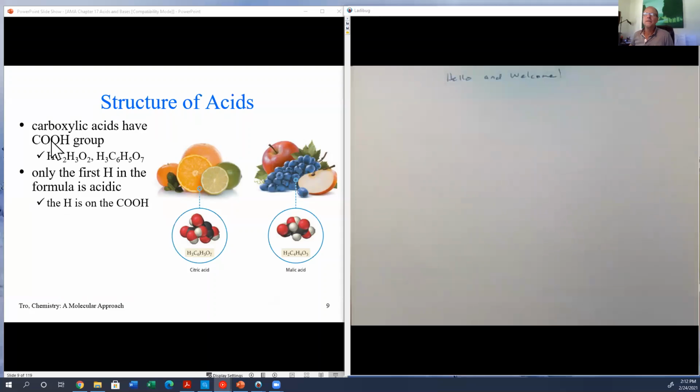Carboxylic acids are the acids that you find in organic substances. So things like the acids in lemons and limes, for example, are carboxylic acids. Acetic acid that you find in vinegar is a carboxylic acid. We're usually going to write these formulas like this: HC2H3O2. It's hydrogen plus some ion.